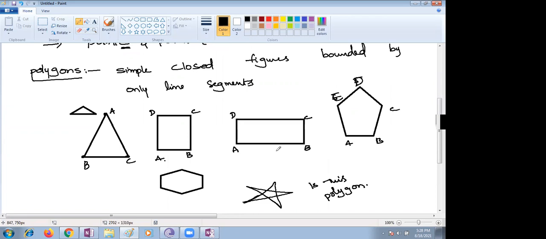Okay. Please, children, draw all the polygons. Then we have particular names. A 3-sided polygon is a triangle. A 4-sided polygon is a quadrilateral. A 5-sided polygon is a pentagon. Like that, we have different names. Please draw the figures neatly. I will give names.